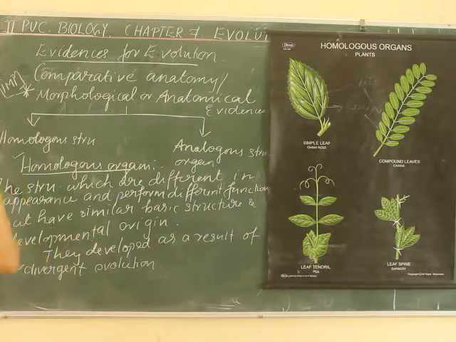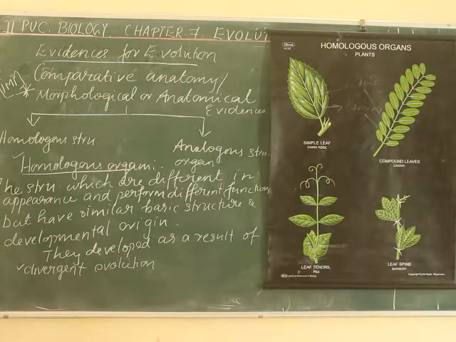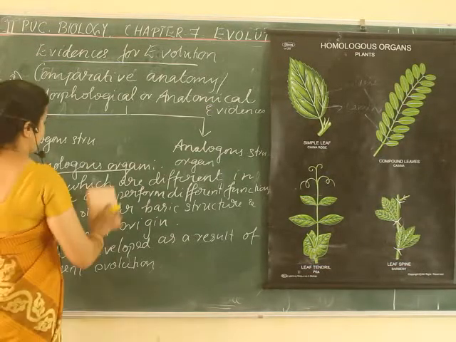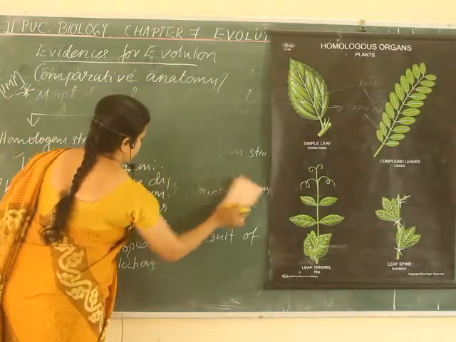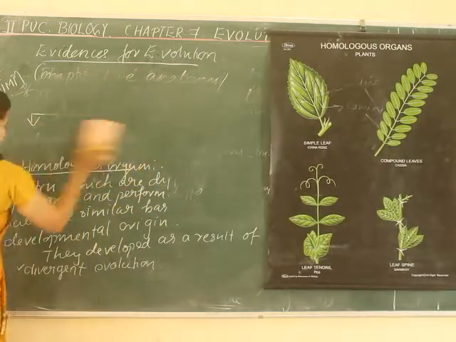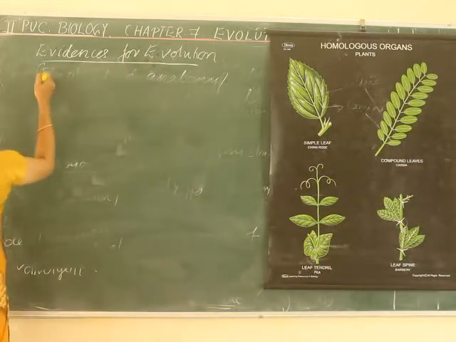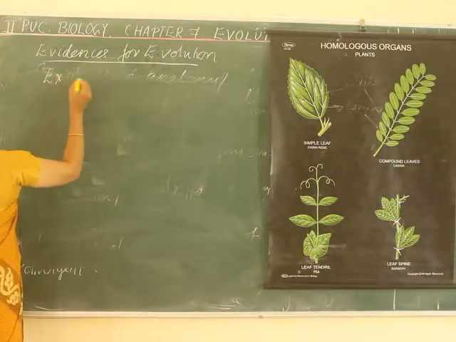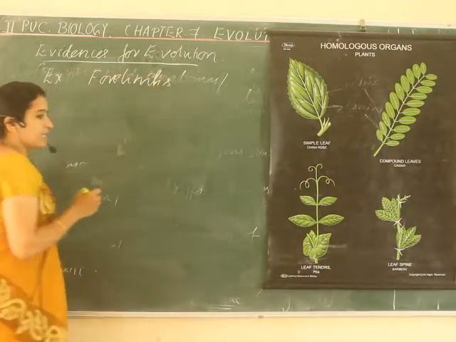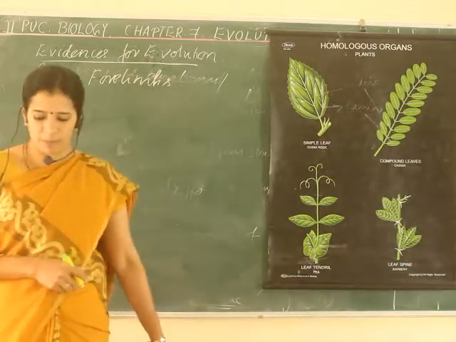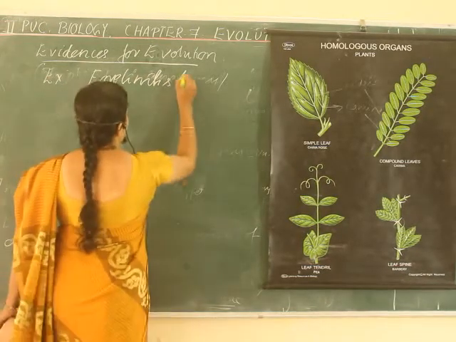Now let us take examples of homologous organs in animals and plants. Examples in animals: take the example of forelimbs of vertebrates. We have to take examples in animals as well as plants, because plant structure and animal structure cannot be brought together. So, forelimbs in vertebrates.